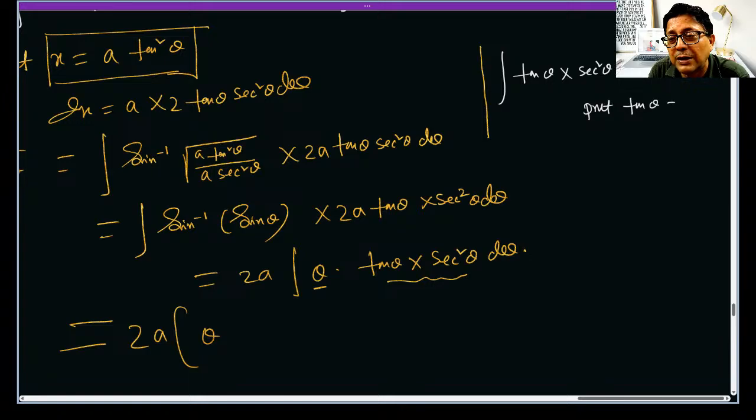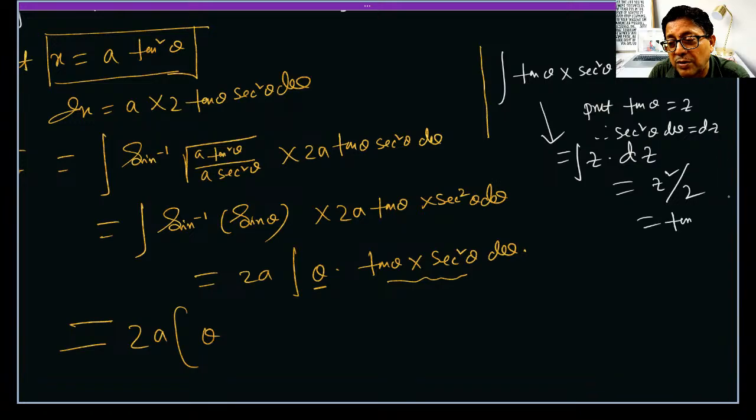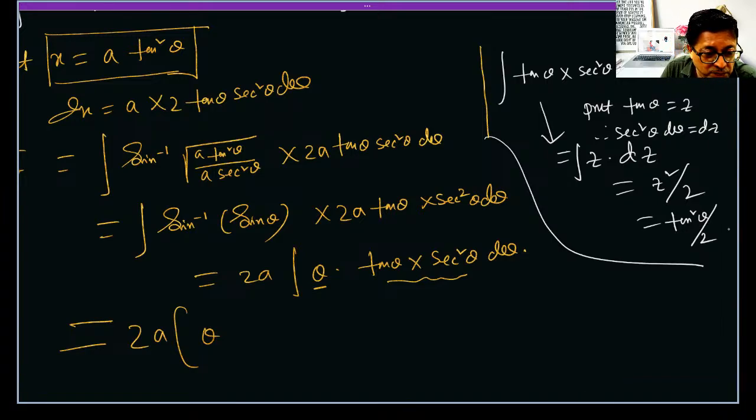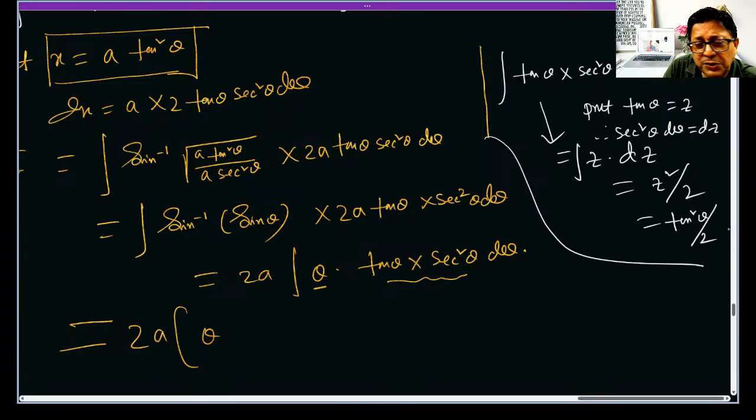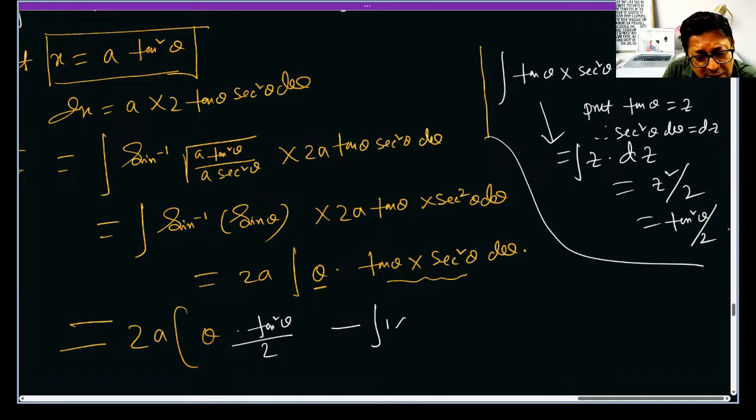Put tan theta equal to z. So sec square theta d theta equal to dz. Z dz, it will be z square by 2. Okay, done. So it will be theta into tan square theta by 2 just found minus 1 into, isn't it?